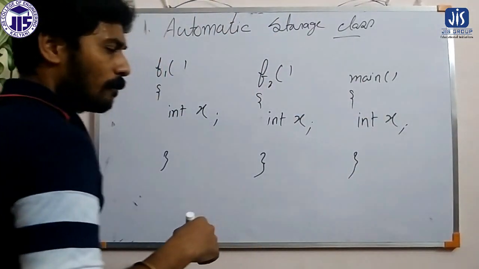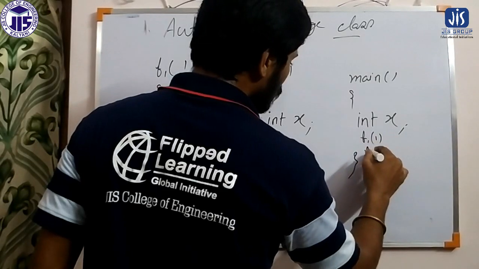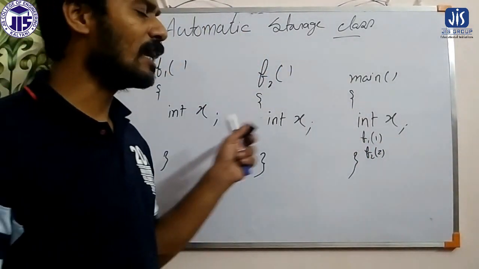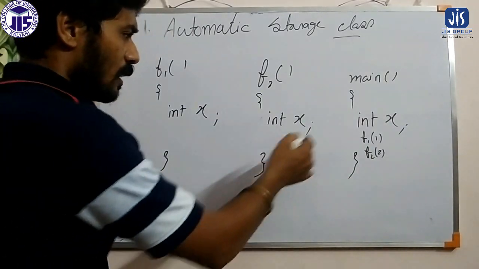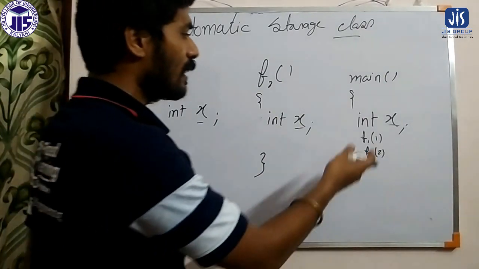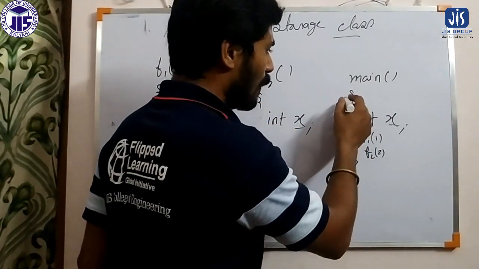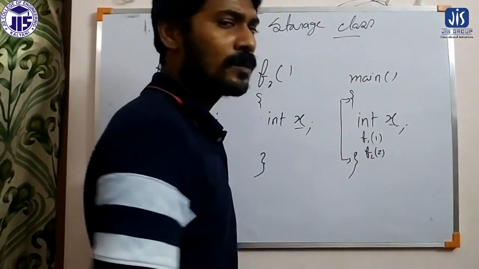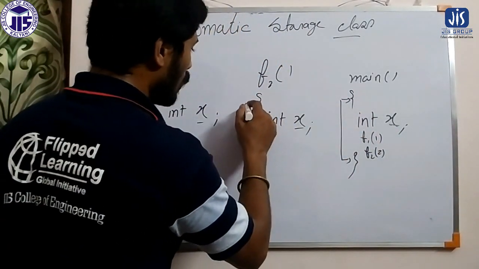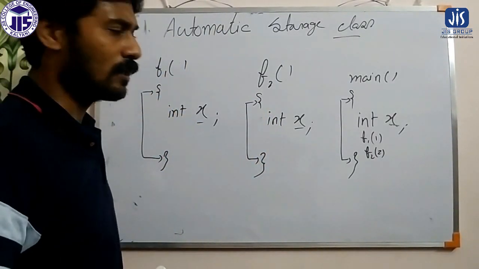So in the same program we are using 3 variables with the same name, x, x and x. But these 3 variables are separate. This x variable will be available only within main. This x is available only within function 2, and this x is available only within function 1.